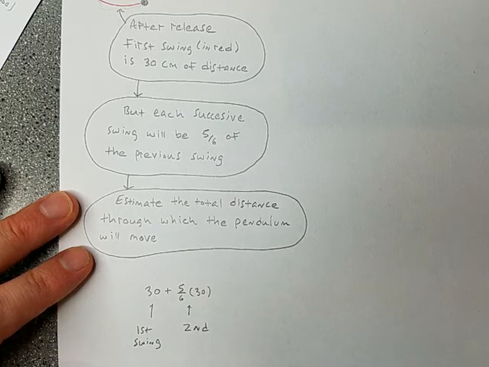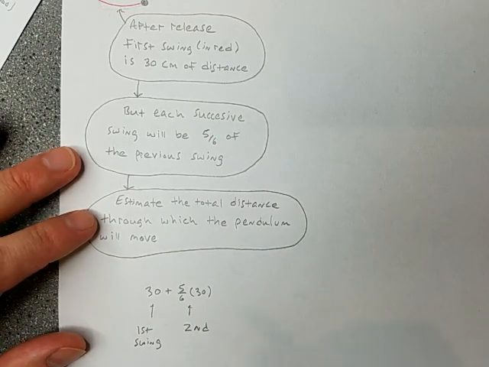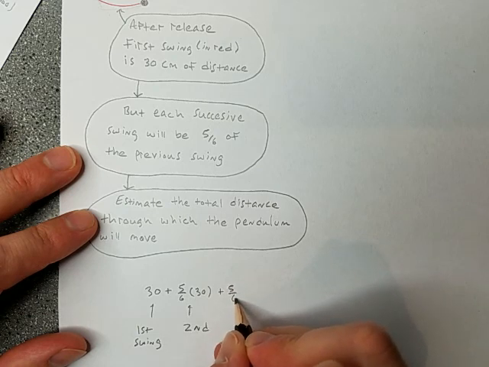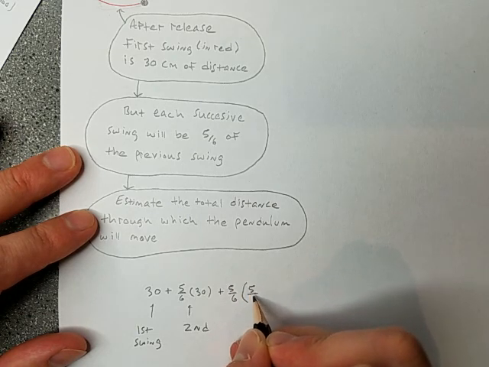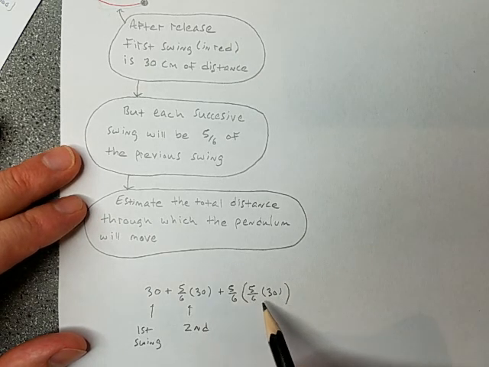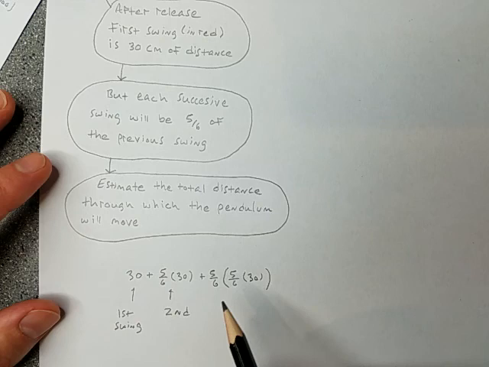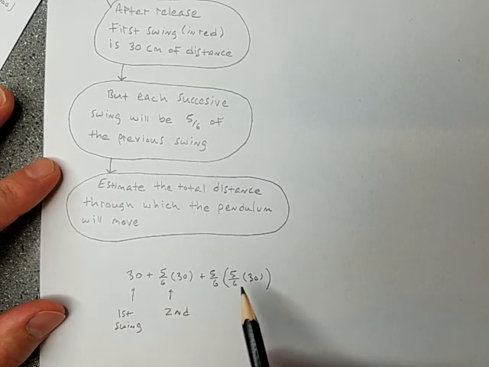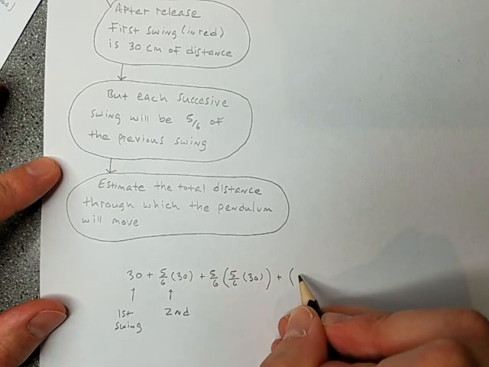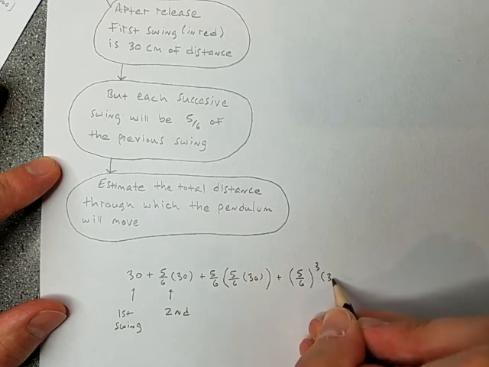All right. And I'm trying to calculate the total distance that this thing will move. So I got to add the third, but that's going to be 5/6 of the second. So it's going to kind of look like this, right? That's the distance on the second one, and I'm taking 5/6 of that. So you kind of see a pattern already. So 30, 5/6 times 30, 5/6 squared times 30. What do you think the next one's going to be? 5/6 to the third power times 30, right?